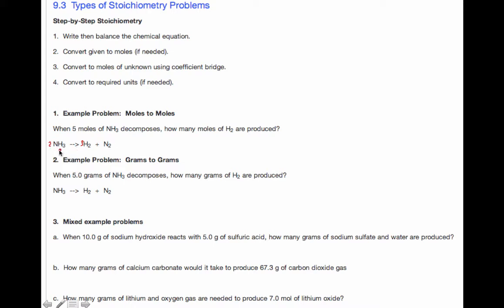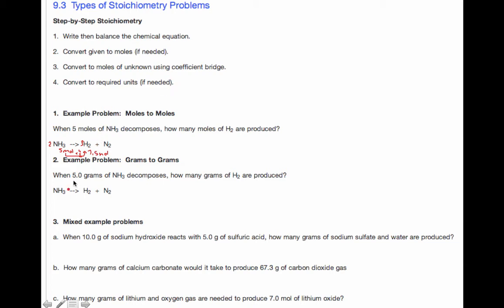And if I have 5 moles of this, what I'm saying with this coefficient bridge is that I just look in the front of these, the coefficients, and that's what I relate. So I see that 5 of those will make 3 halves as many. 3 halves relationship between the hydrogen and the NH3, so I would get 7.5 moles of hydrogen. Moles to moles is easy. All you do is apply the coefficient bridge.